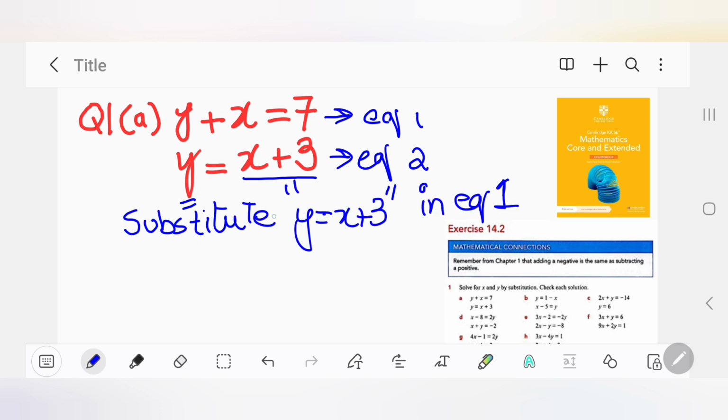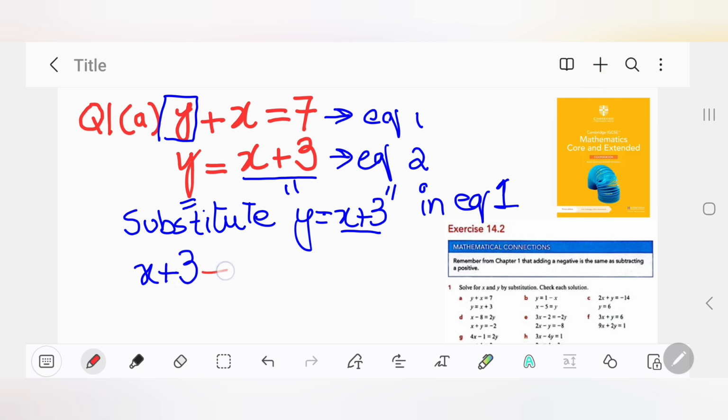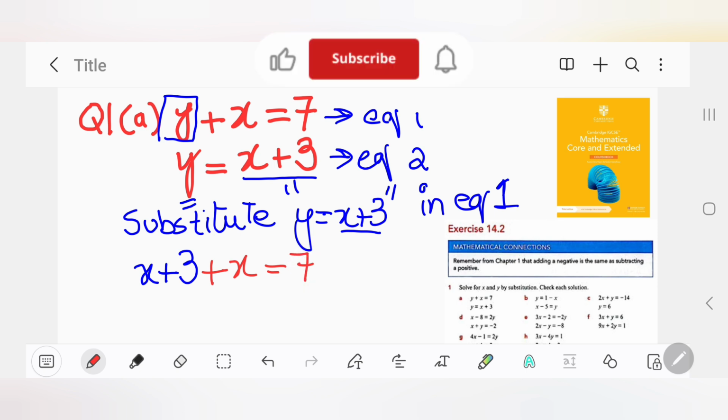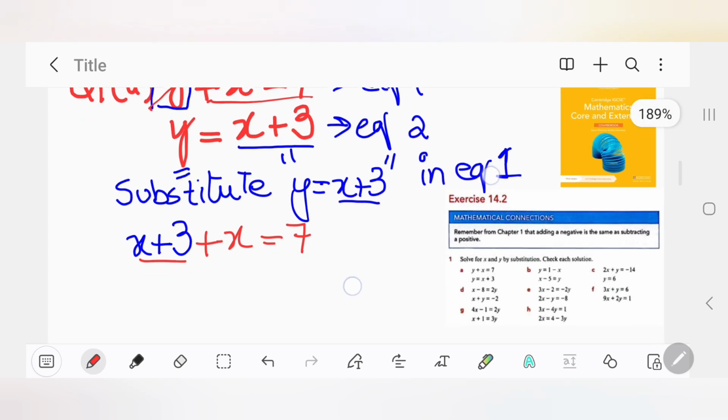So now I will substitute the value of y, which is the very first term of equation number 1. Instead of writing y, I will write x plus 3, and after that I will copy everything given in equation number 1, which is plus x equals 7. So you can see now my equation is changed into one variable form. Now I have 2 x's and 2 numbers, and we all know how to solve these kinds of equations.